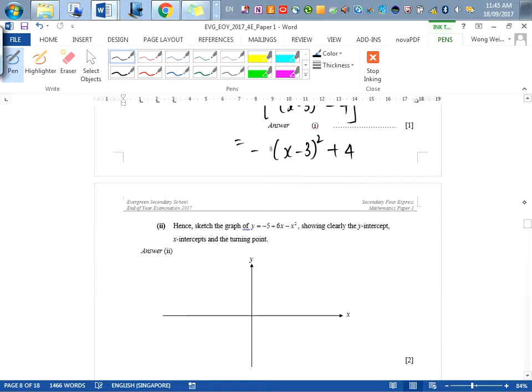Hence, sketch the graph. Now everybody, sketch the graph based on this. What type of graph do I get? You should.